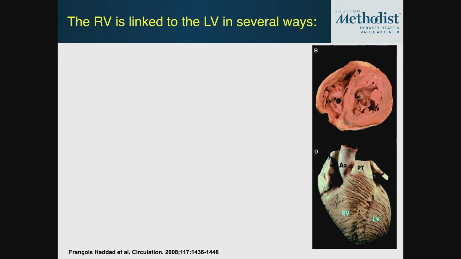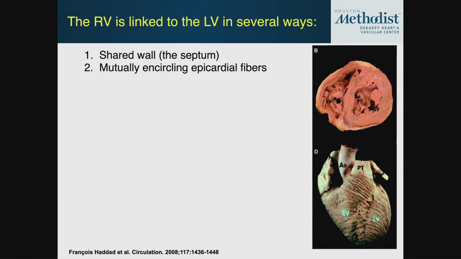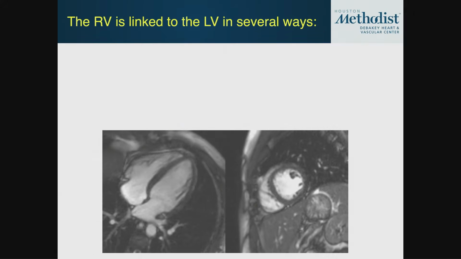All right, so important to recognize that the right and left ventricles are interlinked. One is they share a wall together, the interventricular septum you can see. We commonly think about that as the left ventricle, but it actually should be also thought about as a wall that has an influence on the right ventricle as well. There's mutually encircling epicardial fibers. So there's fibers that run around the myocardium that affect both the left and right ventricles.